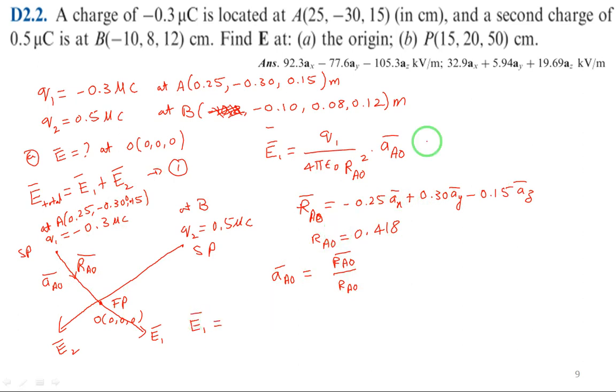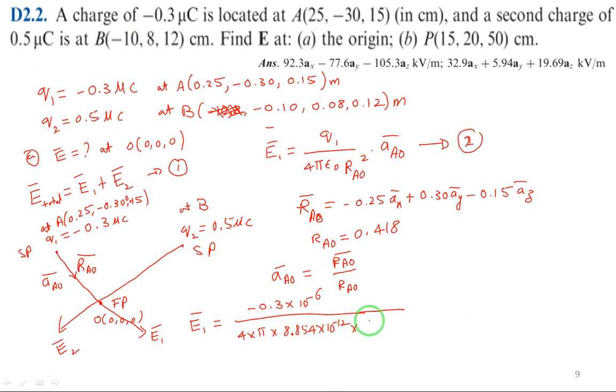E1 vector is equal to, what is Q1? So this is the formula. I will call this equation 2. Already one I have called equation 2. So what is Q1? Q1 is minus 0.3 microcoulomb. Minus 0.3 into 10 power minus 6 divided by 4 into pi into epsilon naught, which is 8.854 into 10 power minus 12 farad per meter. We know this is a constant. It was in centimeter, so we have converted these coordinates to meter because this constant is farad per meter, not farad per centimeter. So it is better to convert always at the initial stage only.